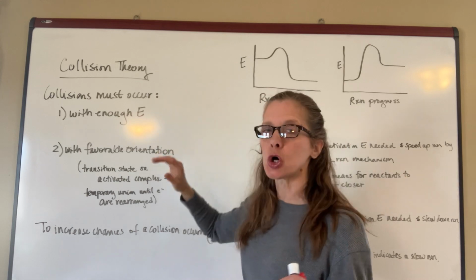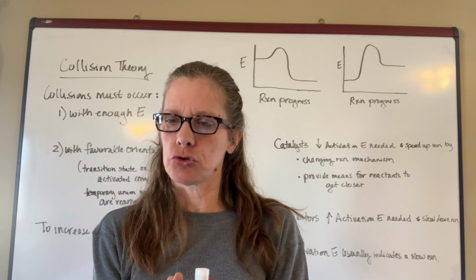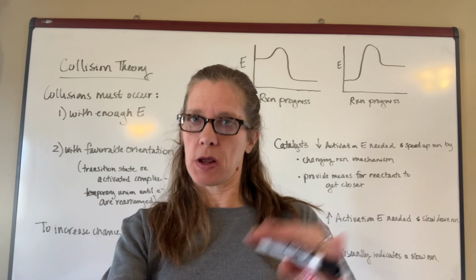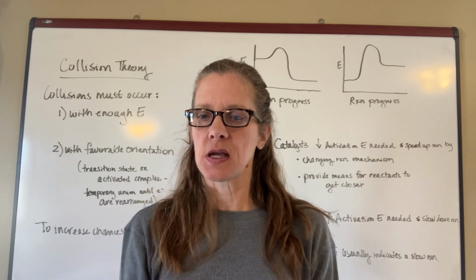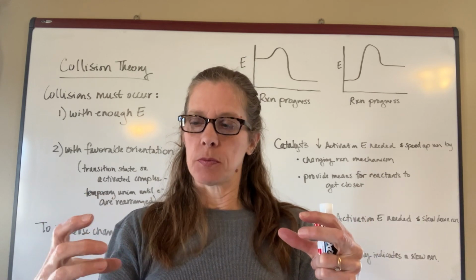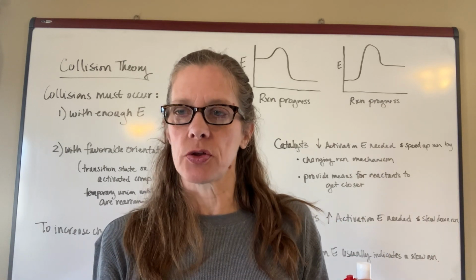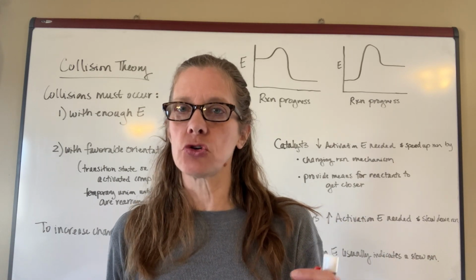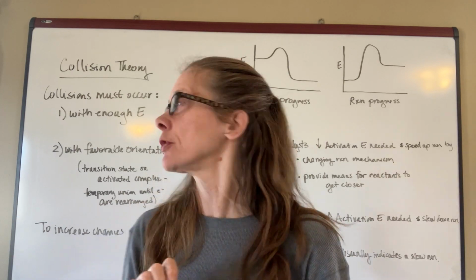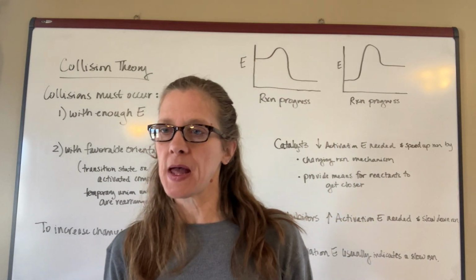First of all, they have to occur with enough energy. Why do they have to have a certain amount of energy? If you recall the structure of an atom, you will recall that an atom is surrounded by a cloud of electrons, and electrons repel each other. So when one atom comes up to another atom and they try to get close to each other, the clouds of electrons are going to cause them initially to repel each other unless they have enough energy to overcome that repulsion and plow into each other. So they have to have enough energy in order for this to take place.